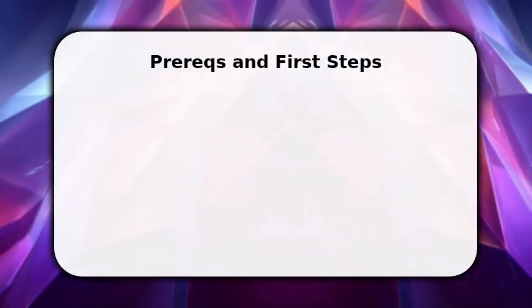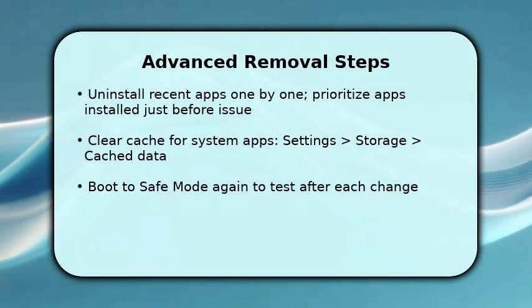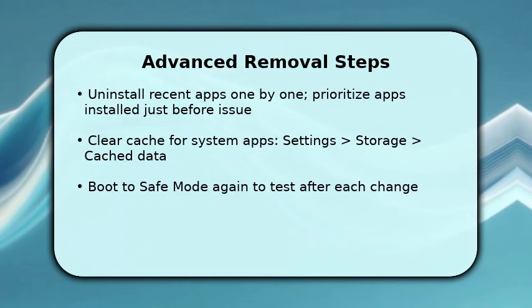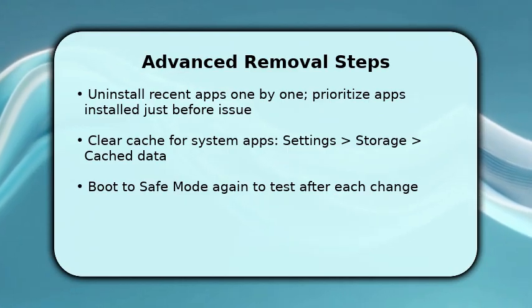You'll now dig into app-level causes. Go to Settings and uninstall the most recent third-party apps, starting with those that modify UI or permissions. Once an app is removed, reboot normally. If the safe mode label disappears, you found the culprit.